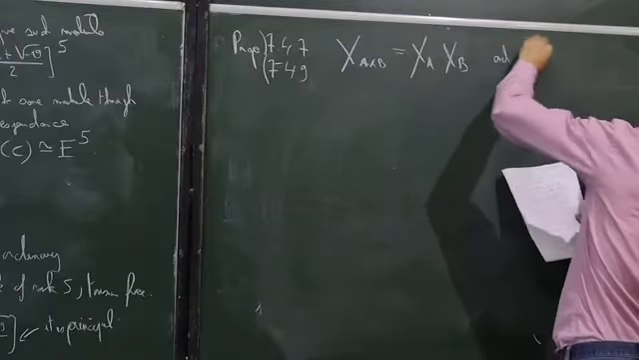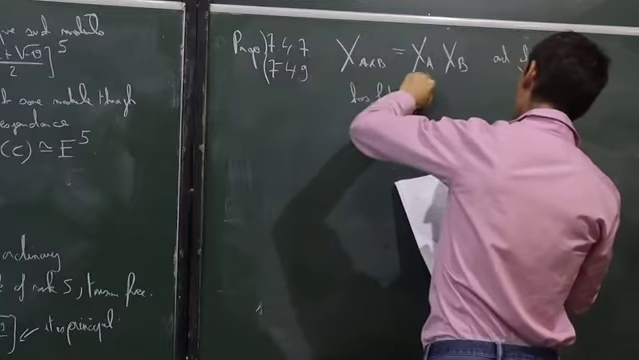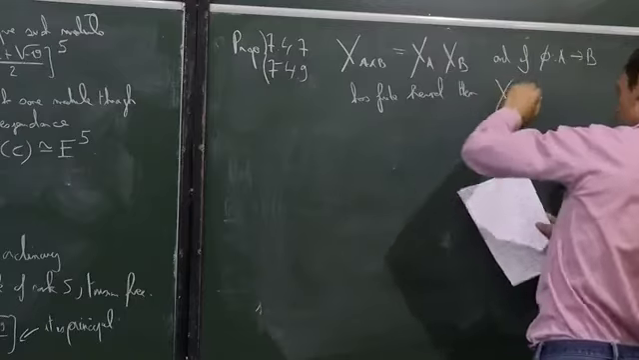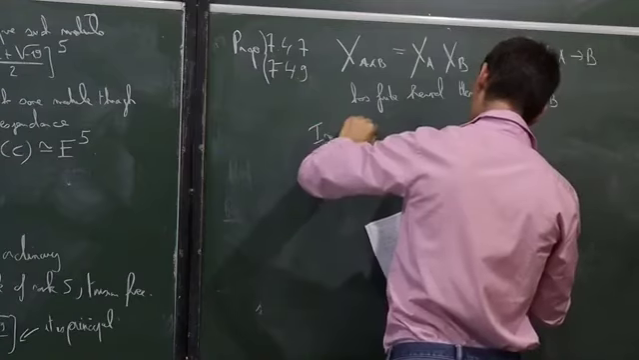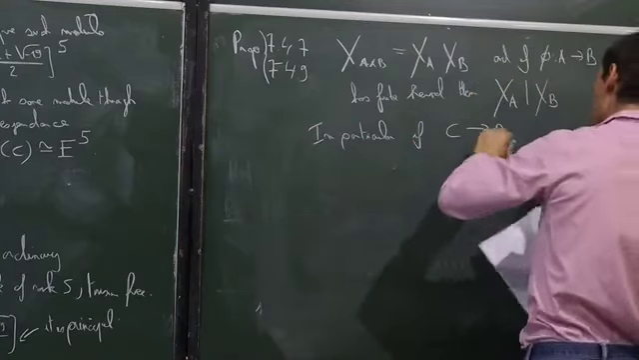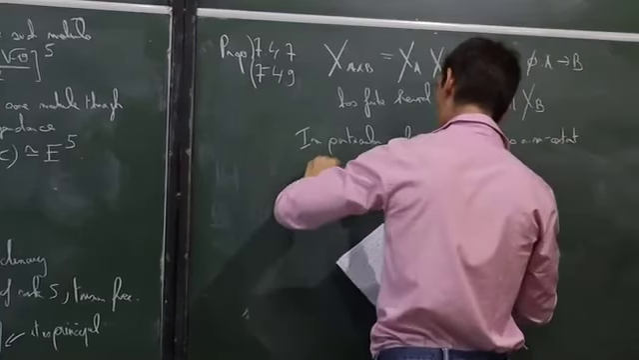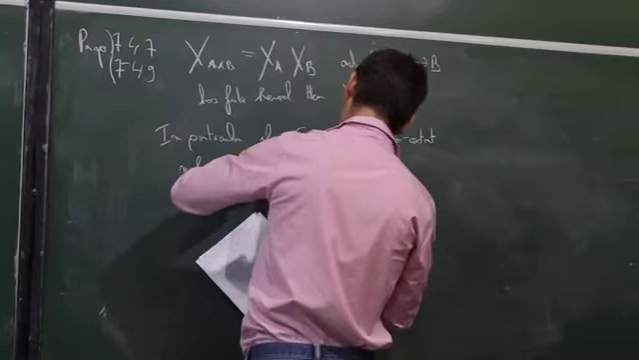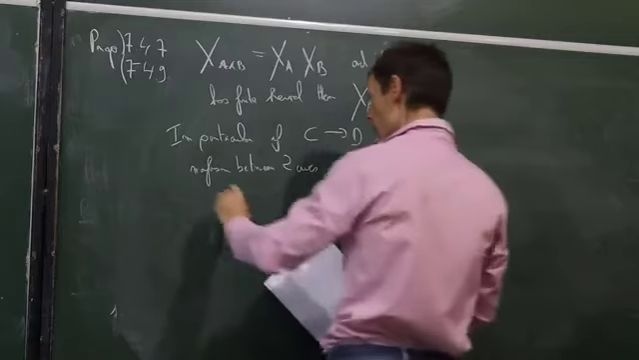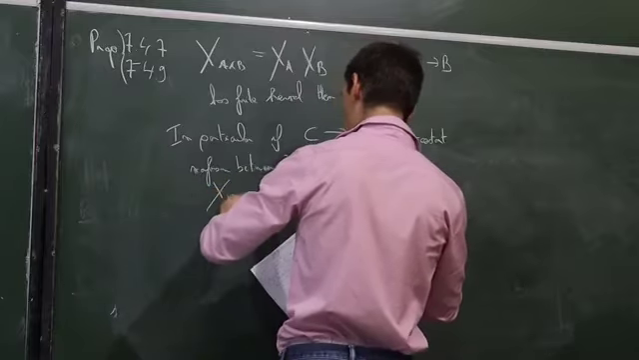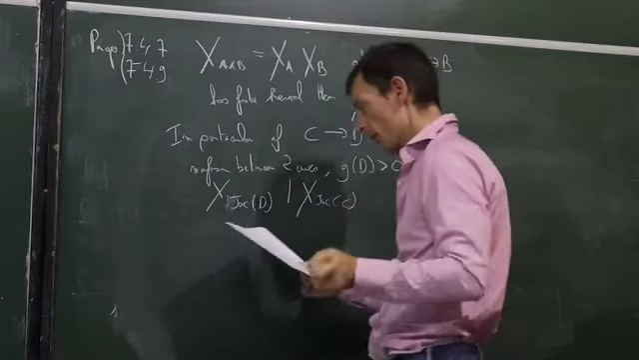And if phi between A and B has finite kernel, then chi of A divides chi of B. In particular, if C to D is a non-constant morphism between two curves, and the genus of D is positive, just not to say something that would be trivial, then the Weil polynomial of the Jacobian of D is going to divide the Weil polynomial of the Jacobian of C.